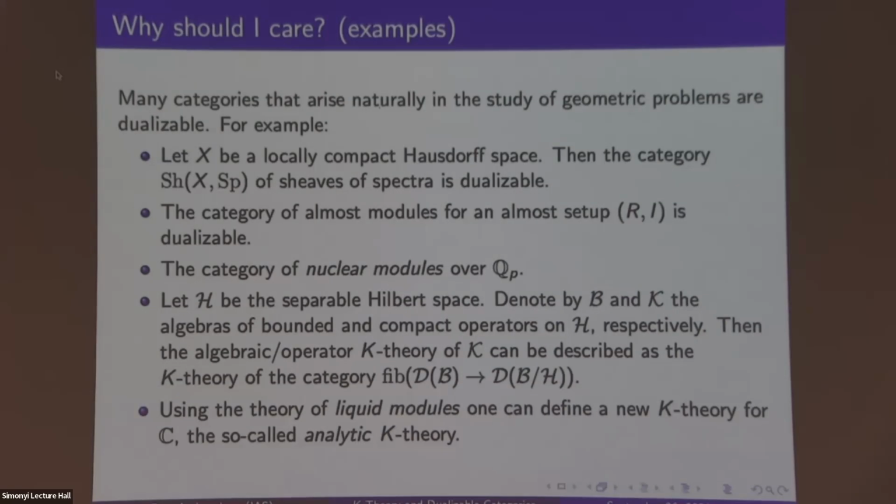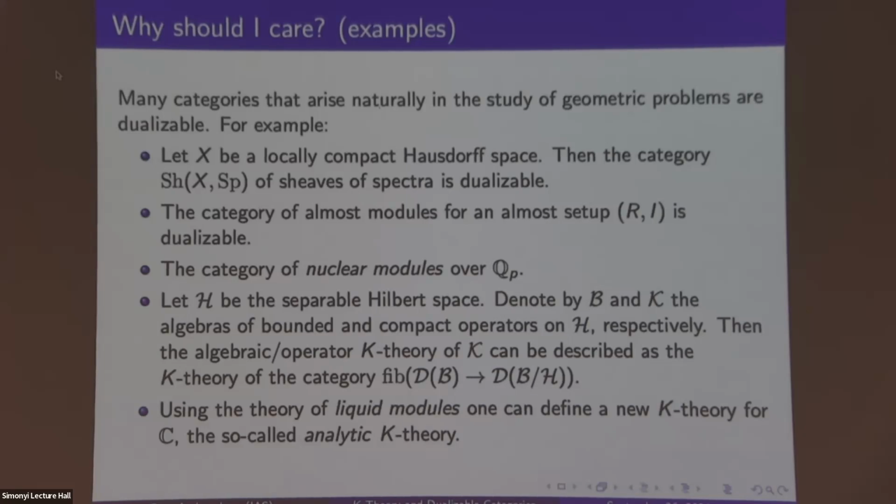You can prove that the category of almost modules, so if you care about number theory, or I don't know if you care about algebraic geometry, the category of almost modules is also dualizable. Now you maybe know about condensed mathematics and you heard that there are exciting developments there. So the category of nuclear modules over something like Q_p, so it carries some topology, is also dualizable.